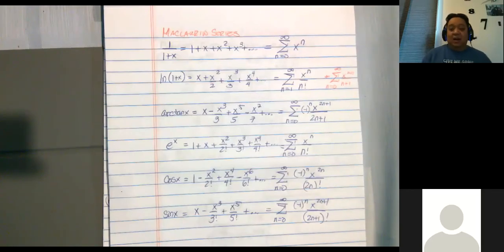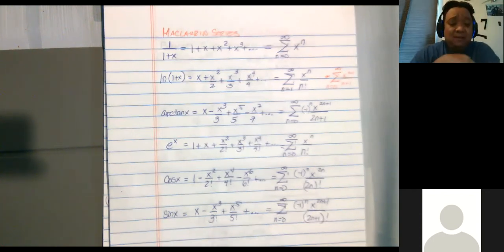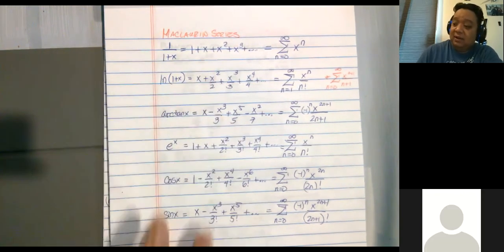All right, so we're basically on the last section of chapter 10. The last couple of lectures, we were focusing on how to represent functions as power series, right? So right now, we made a list of well-known Maclaurin series for certain functions, and so we have these right now.